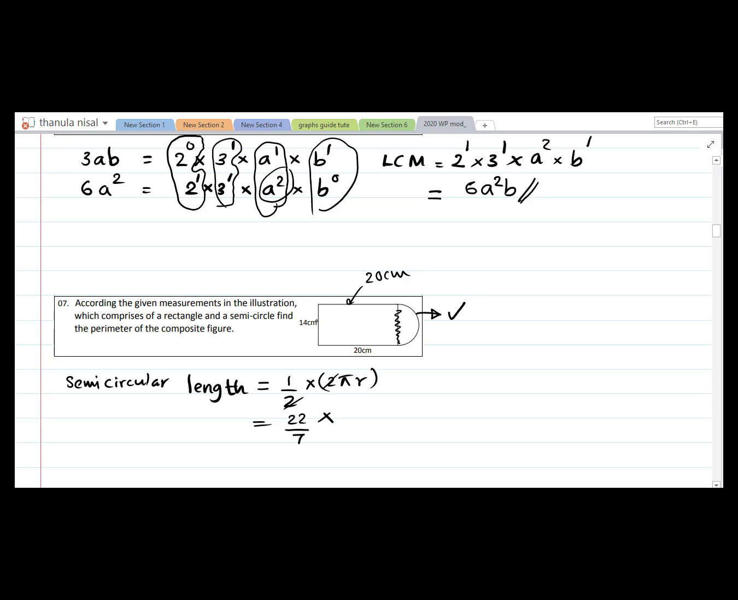Here can you see? 2 times r is 14. Therefore r is 14 over 2. That is 7. Or if I write this one as 14 over 2. Okay. I can cancel these terms. Then semicircular length is 22 centimeters.